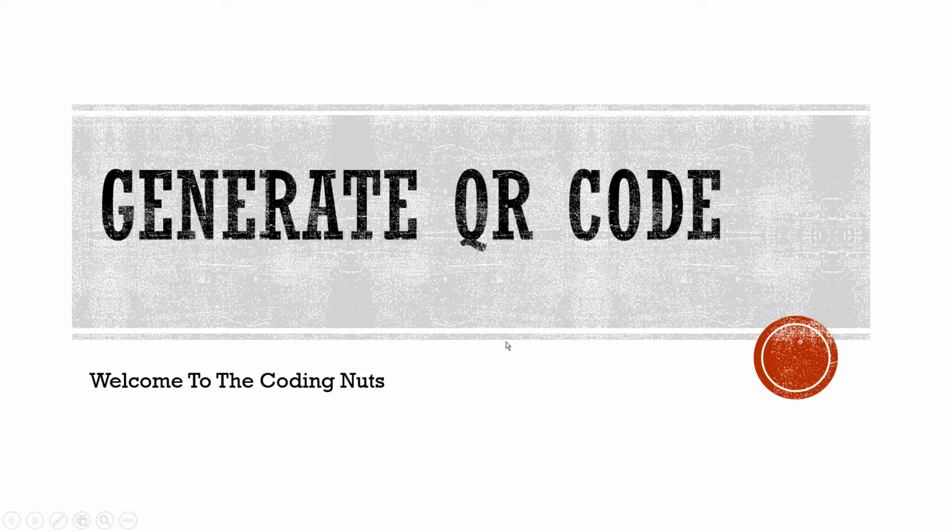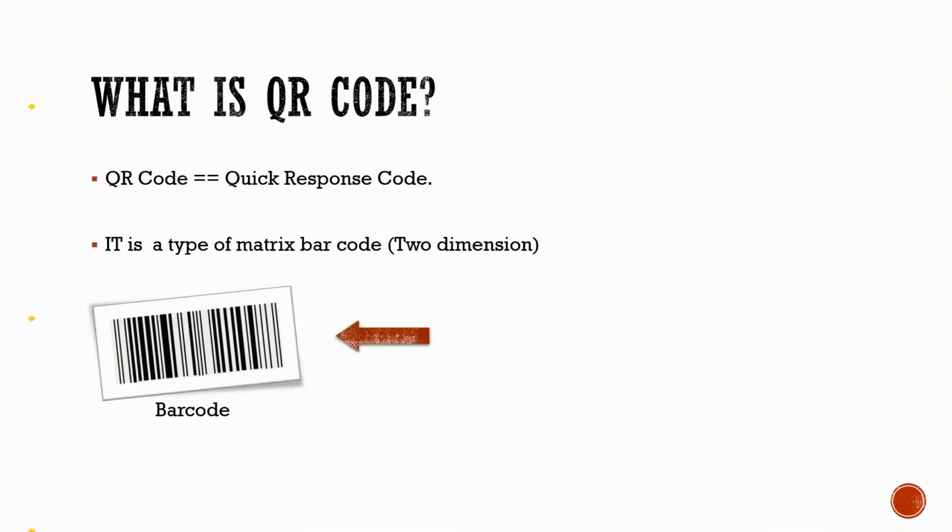In this video, we are going to see how to generate a QR code with the help of Python. So first of all, we will understand what is the need of QR code and what is QR code. So let me tell you, QR code stands for Quick Response Code and it is a type of matrix barcode.